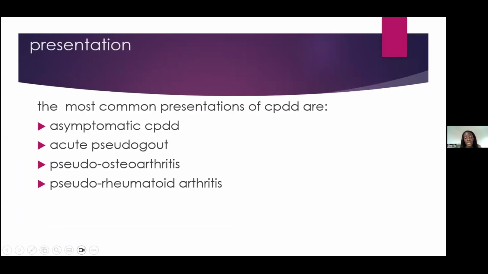So the most common presentations are asymptomatic CPPD. You can do an X-ray just incidentally and find that they've got chondrocalcinosis, but they're asymptomatic. That doesn't mean that you treat it. If it's not causing any problems, just leave it. If it's painful and swollen, then you treat it. They might come with an acute flare of pseudogout, which typically presents like a gout attack. It affects the knee, the hip. It can affect any large joint or even the small joints if they've got chondrocalcinosis in there.